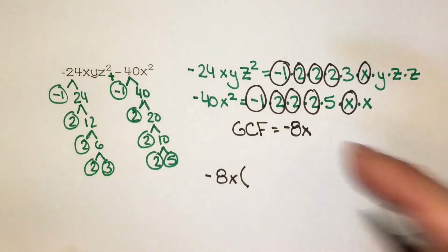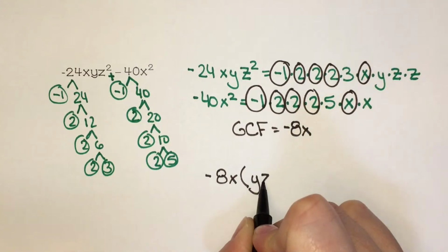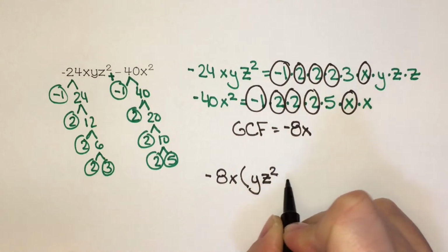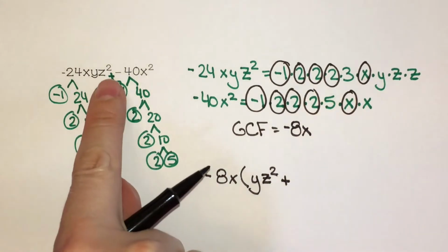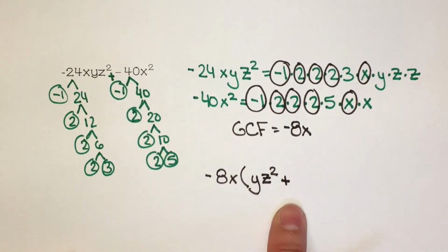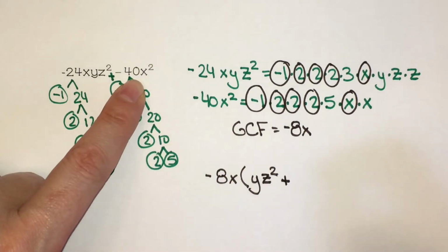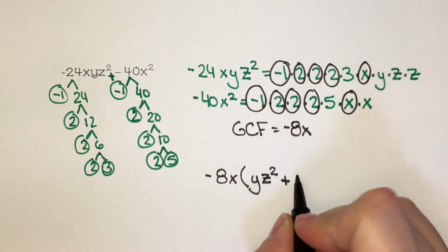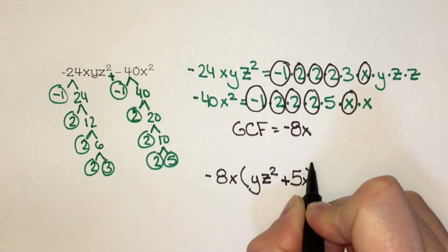y times z is yz squared, plus, because remember I changed my minus in the middle to plus my negative, so I have plus in the middle. Let's see what's left over for 40x squared. 5 times x is 5x.